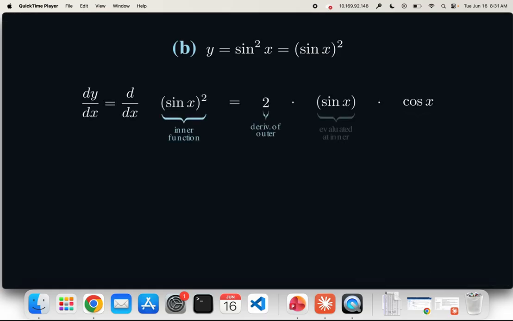Okay, so here we go. The outer function is the square. So first you differentiate the outer function, which means you use the power rule, bring down the 2, subtract 1. So bring down the 2, subtract 1 is a 1. But you evaluate it in terms of the inner function. So you bring down the 2, subtract 1, means that you leave the sine of x alone. Times the derivative of the inner function. So when you differentiate the inner function, the sine function, you get cosine. So there it is. There's another example of the chain rule.